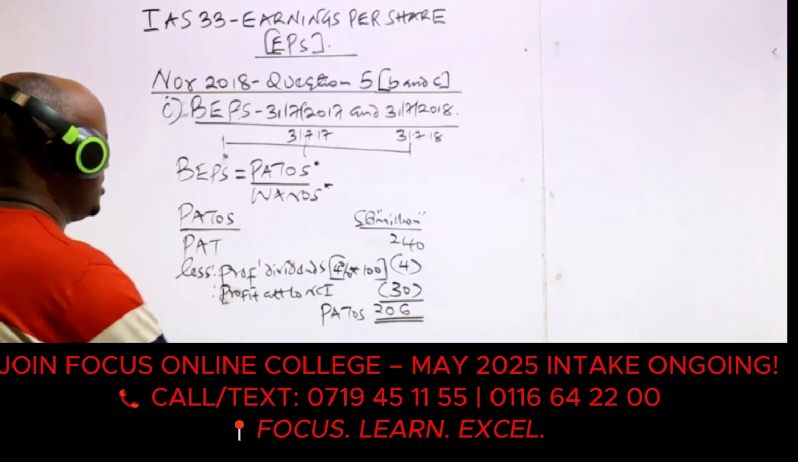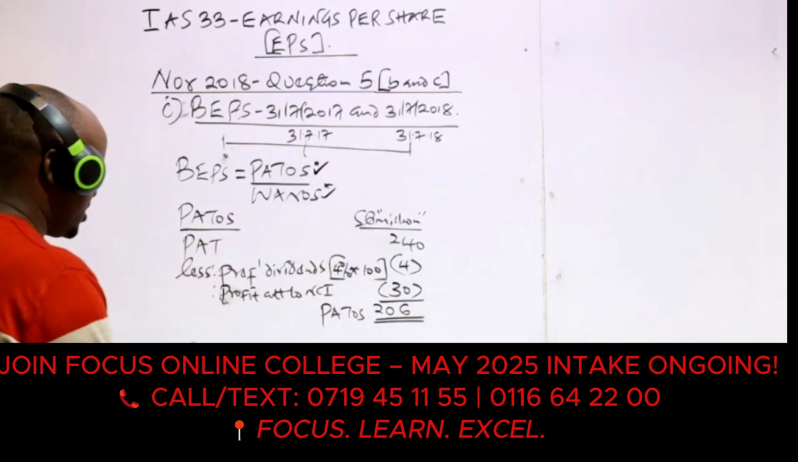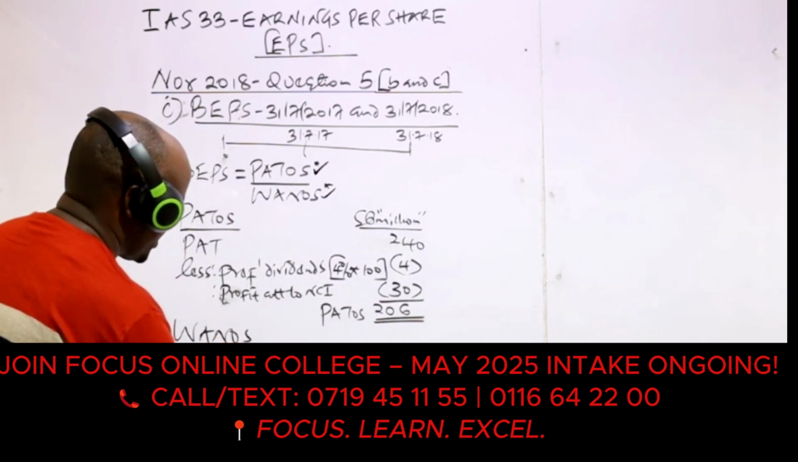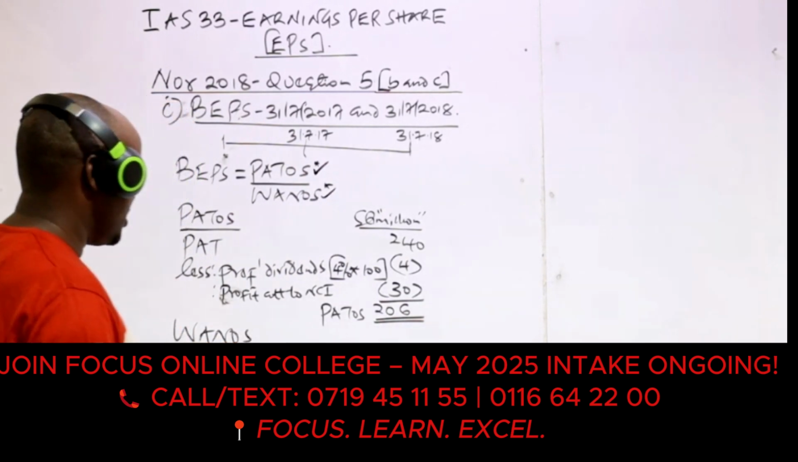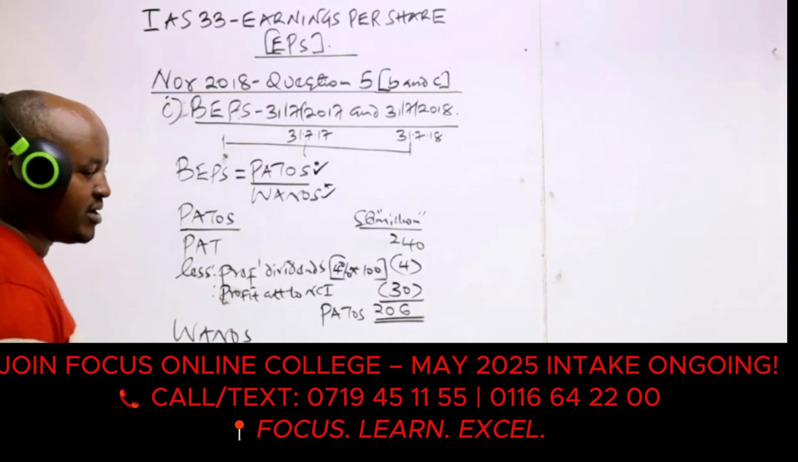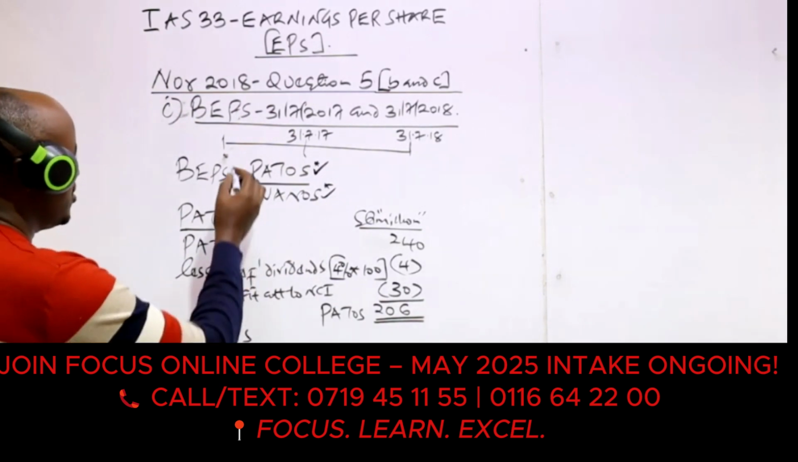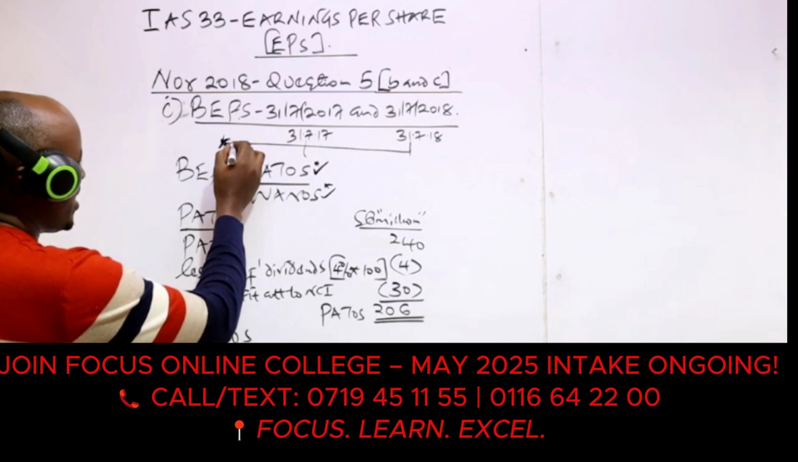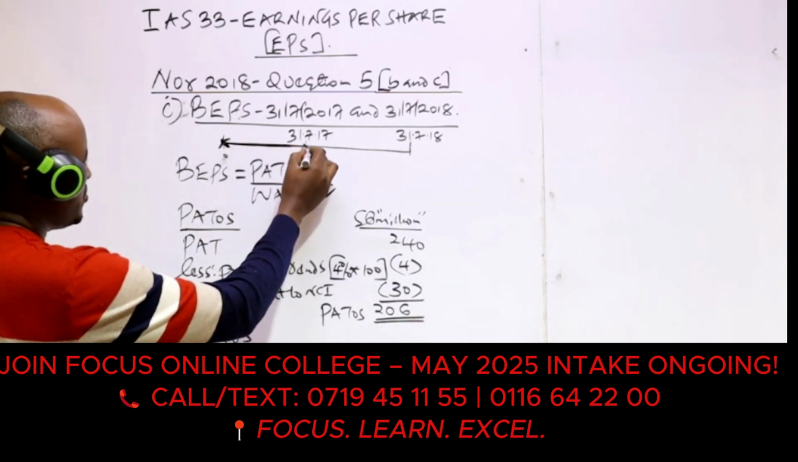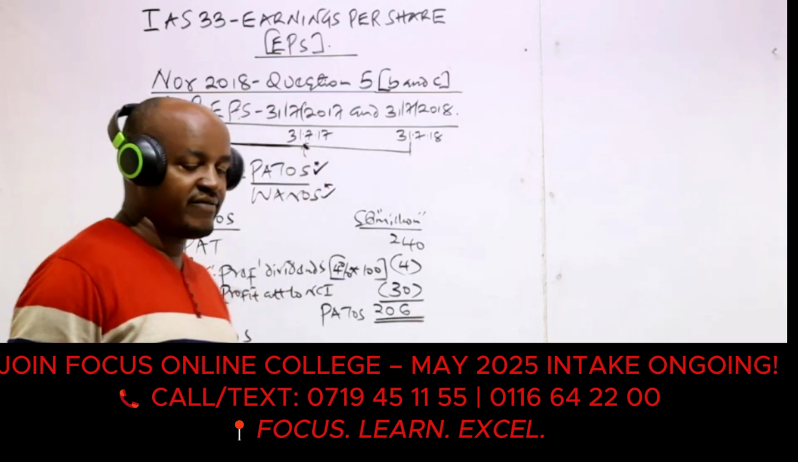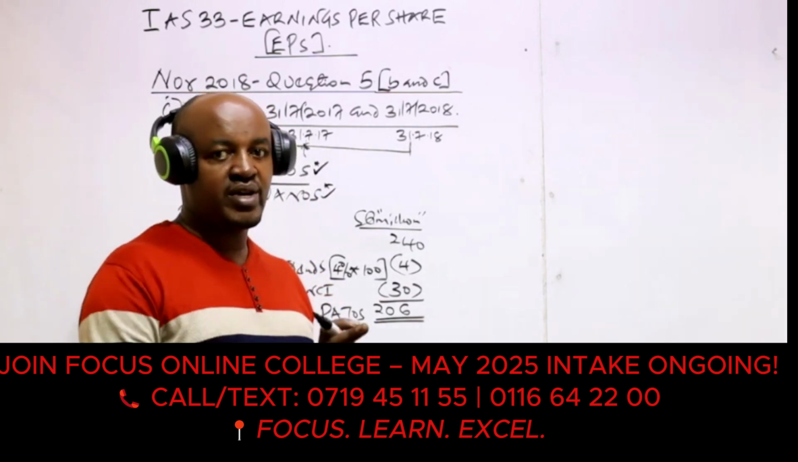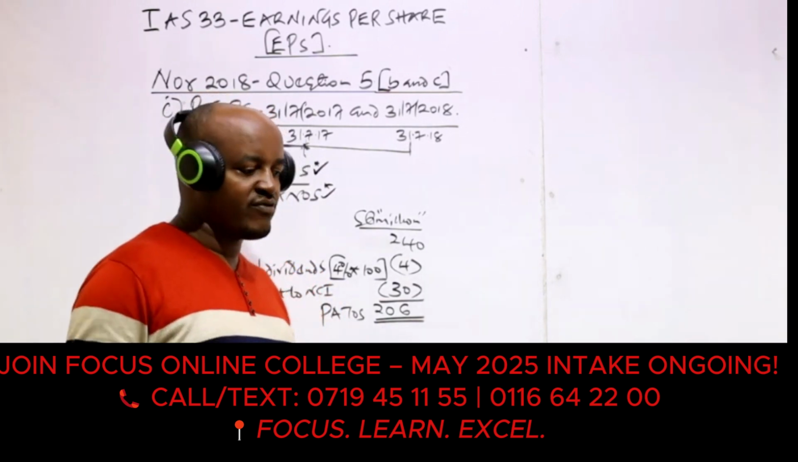Having computed that, we need to proceed and compute the weighted average number of ordinary shares. So recall what we said. To compute the weighted average number of ordinary shares, first of all you need to determine how many ordinary shares were issued at the start of the year, and then to this we add the other shares which were issued during the current financial year. And actually, you have to remember specifically how we treat the shares which were issued during the current year for the purpose of computing the weighted average.